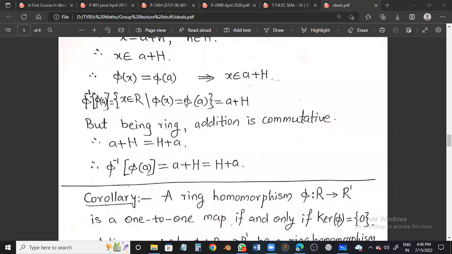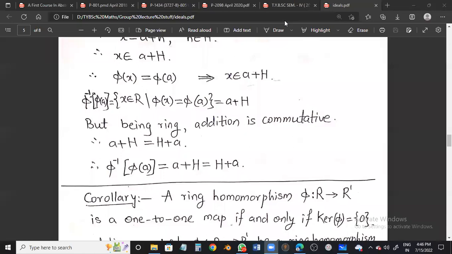then it will form a coset. But left coset and right coset are equal if the addition is commutative. So that is what we have written. And thus this set is nothing but a plus H, which is the same as H plus a. Followed my point? Okay. I hope we'll read it once again and try to get the concept.